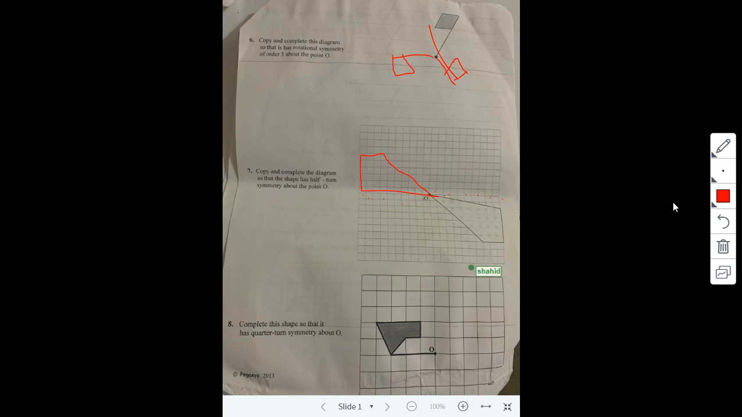Okay, and then the last one, when it says quarter turn symmetry, so that's just like this one, like we just go here, right? All the way to the third point. Complete this shape so that it has a quarter turn symmetry. Quarter turn symmetry, which means one fourth.